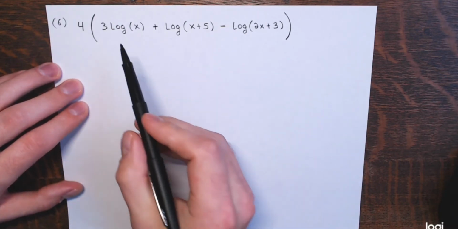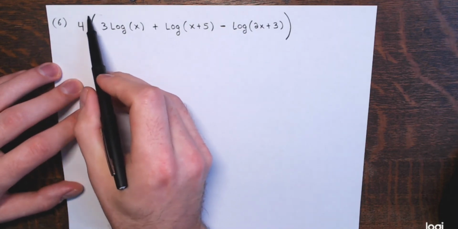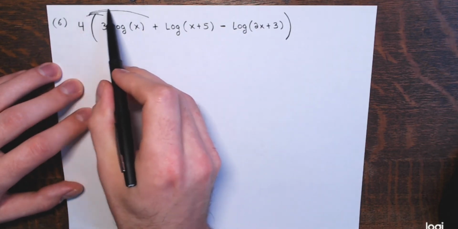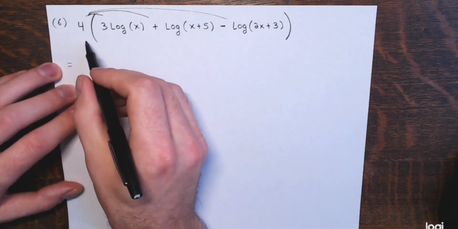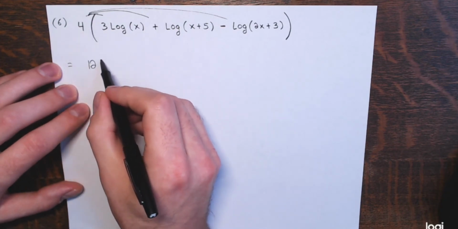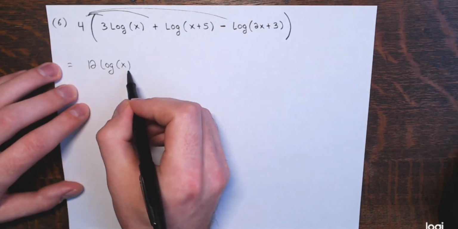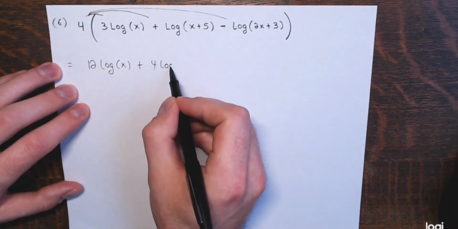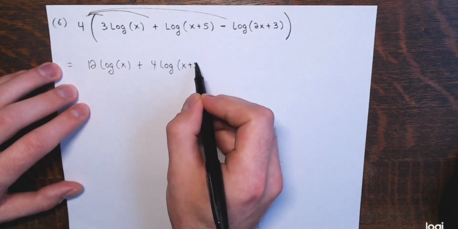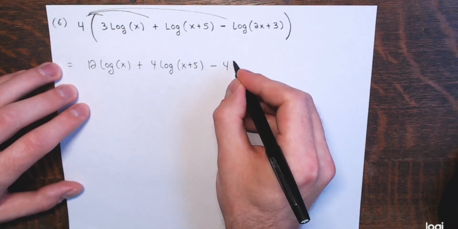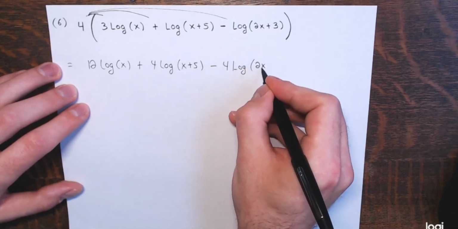So if I was to distribute the 4, again, it doesn't matter. I'll distribute the 4 first. So if I distribute the 4, that's going to give me 12 times the log of x plus 4 times the log of x plus 5, then minus 4 times the log of 2x plus 3.